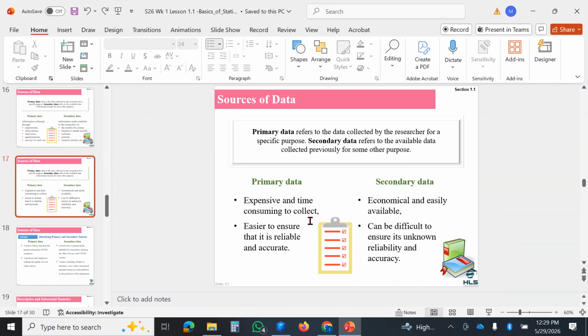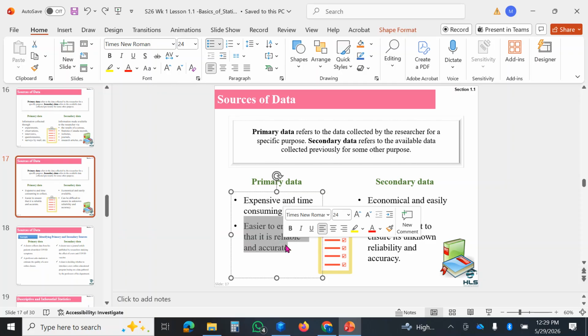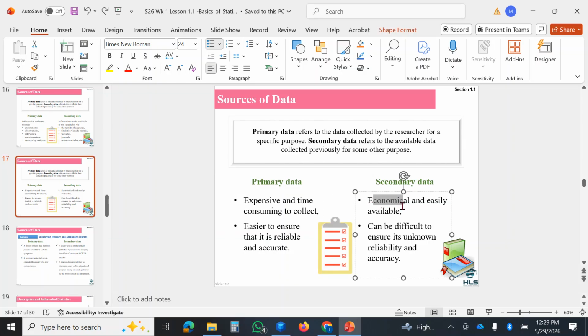Again, we're just walking over the same carpet here. Primary data is expensive. You've got to pay people to do this, you've got to pay yourself, and it's time consuming. But it's easier to ensure that it is reliable and accurate because you are the one collecting it for your purpose. Secondary data, sure, it's economical, easy and available. It's already done, it's ready to be used again. But it can be difficult to ensure its reliability and accuracy, since they are unknown.